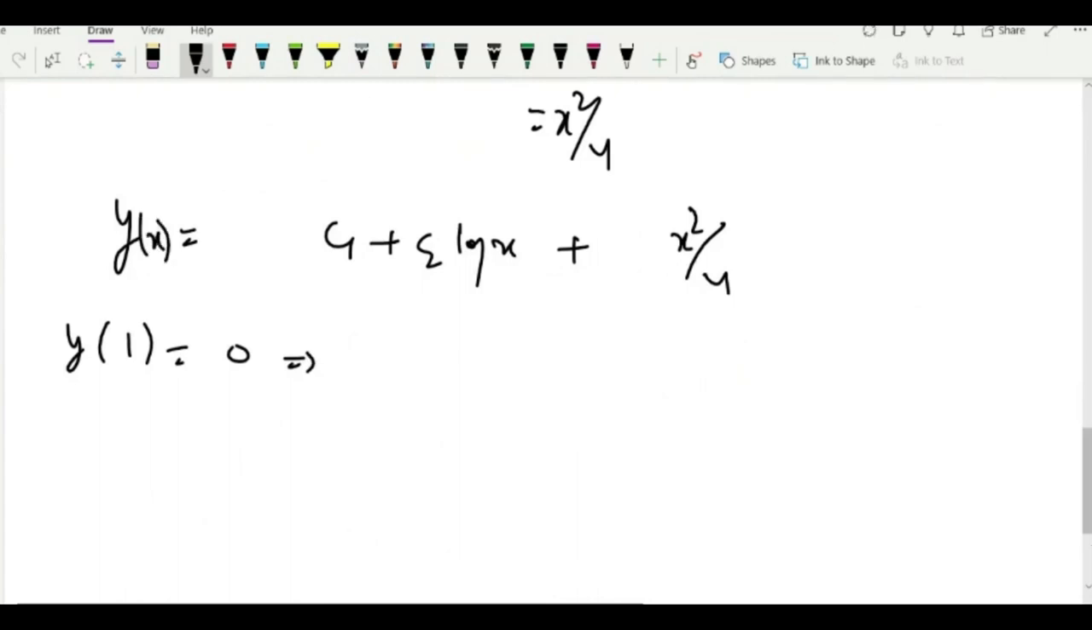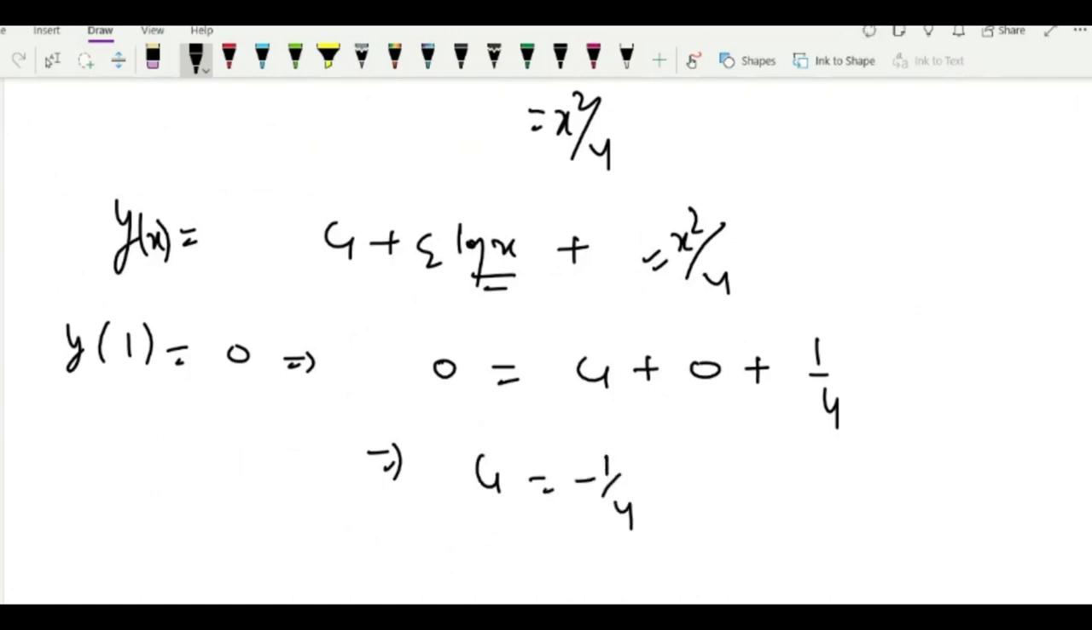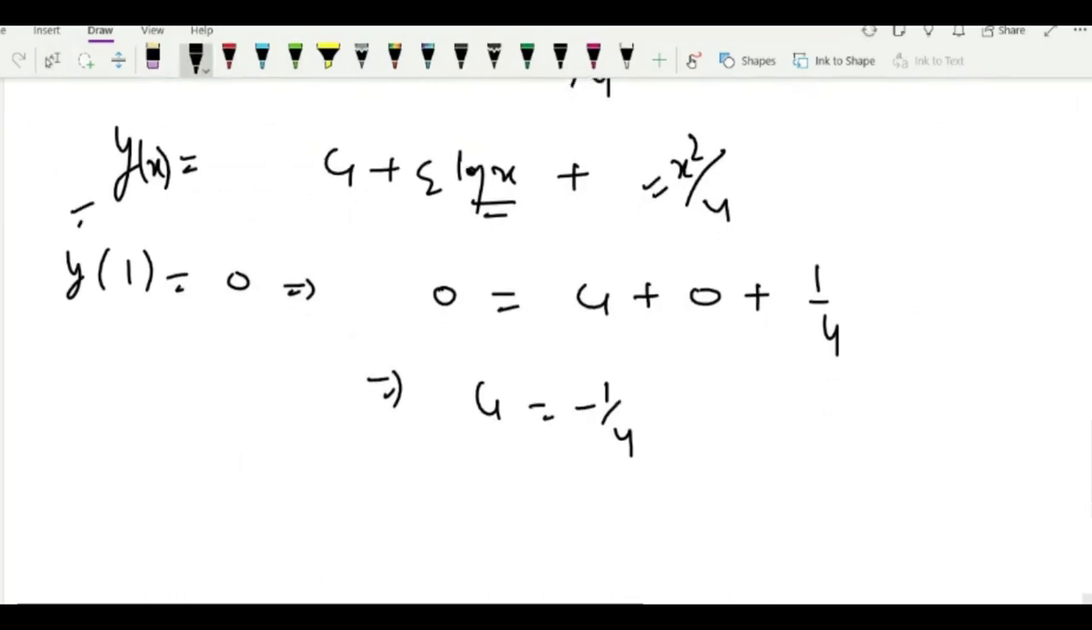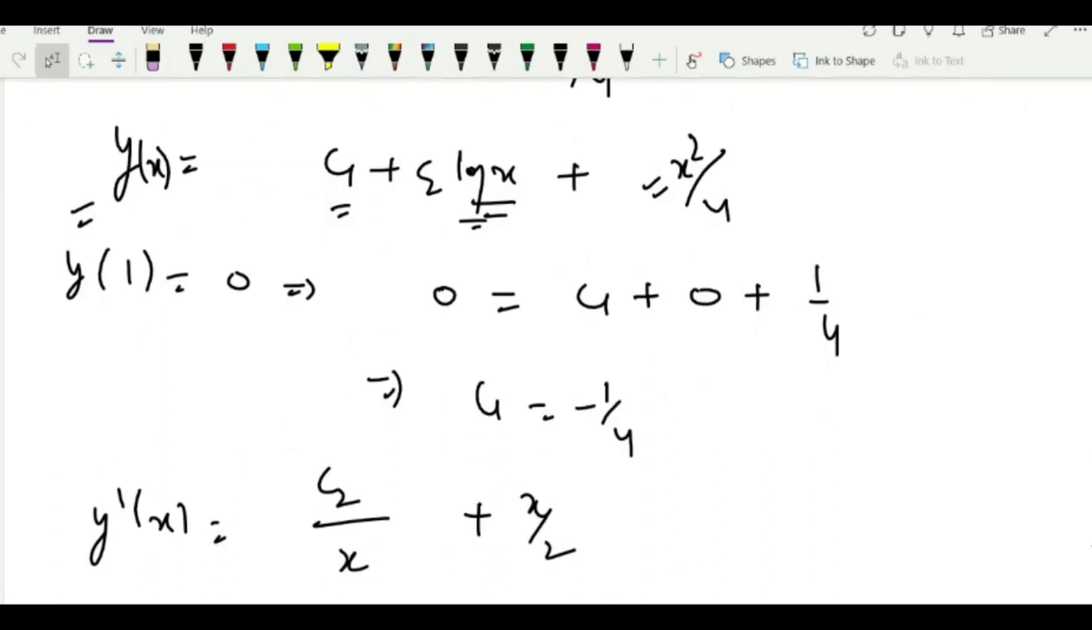Substituting y(1) = 0: 0 = log 1 is equal to 0 plus 1 by 4 as y1. We get c1 is equal to minus 1 by 4. And the second condition is on the derivative, so differentiating: c1 differentiation is 0, here c2 upon x plus x upon 2. x square differentiation is 2x upon 4, x upon 2.